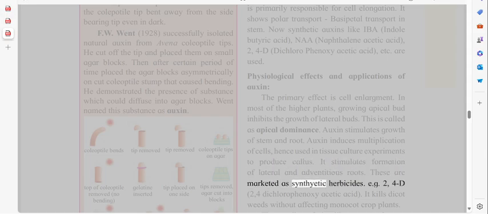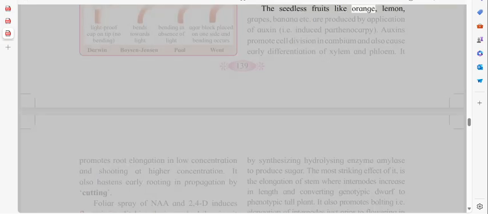These are marketed as synthetic herbicides, e.g. 2,4-D, 2,4-dichlorophenoxyacetic acid. It kills dicot weeds without affecting monocot crop plants. Seedless fruits like orange, lemon, grapes, banana etc. are produced by application of auxin, i.e. induced parthenocarpy. Auxins promote cell division in cambium and also cause early differentiation of xylem and phloem.